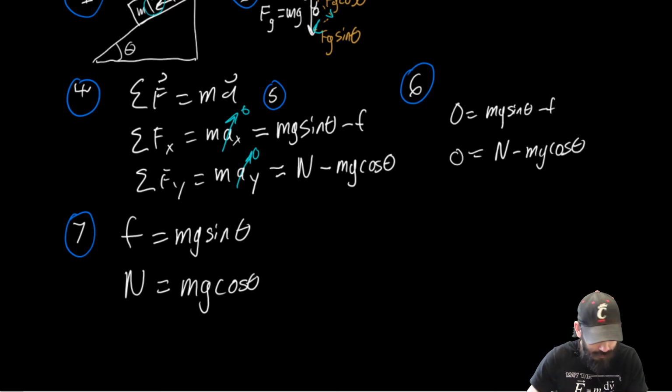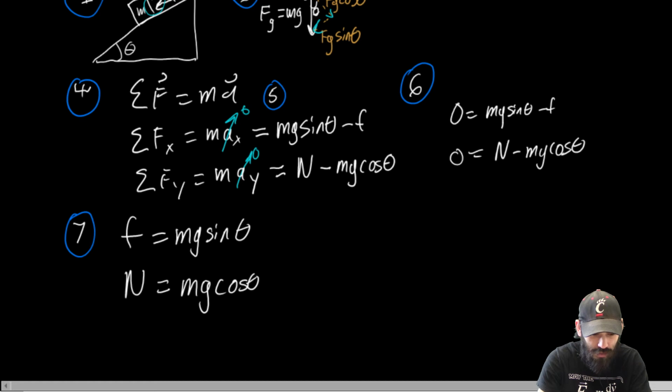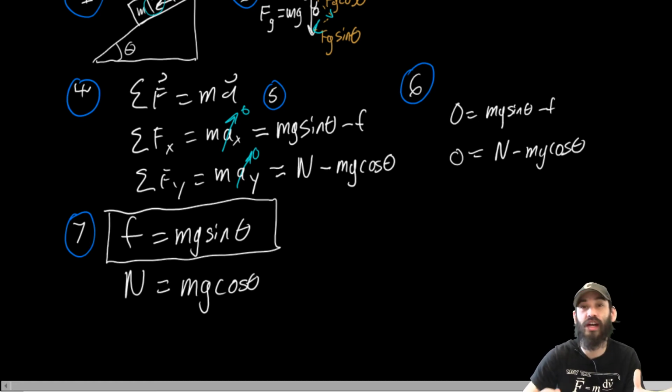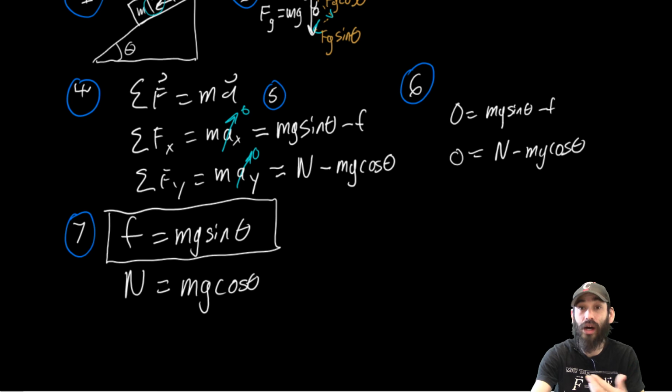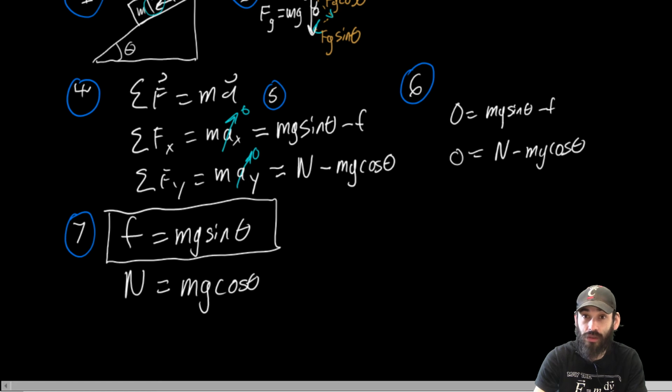Okay? So this is the answer to the first question that I was asking. What is the force of friction? Well, the force of friction just has to directly oppose the force of gravity that's in this case parallel to the plane. So this is the general solution.